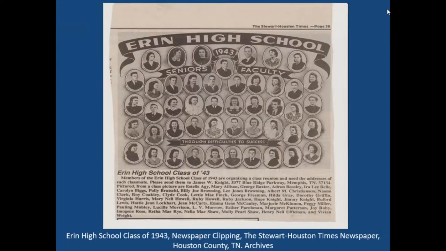Here's another newspaper clipping. This is the Erin High School class of 1943. I actually have this photograph in my archives, but this was printed in the paper. And not only was this printed in the paper, but it was printed many years later. So look for something like the 50th high school reunion of a particular class. Look in the newspapers in that year to see if the newspaper published something commemorating the 50 years. And as you can see, it lists all of the names of the students and a photograph.